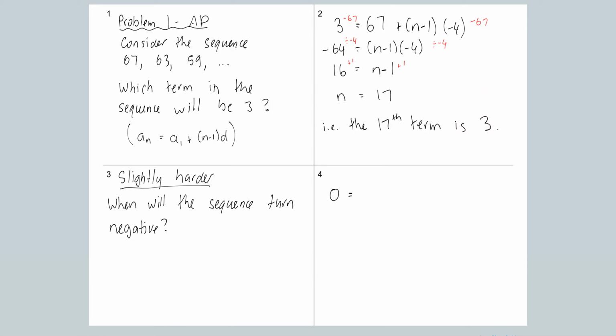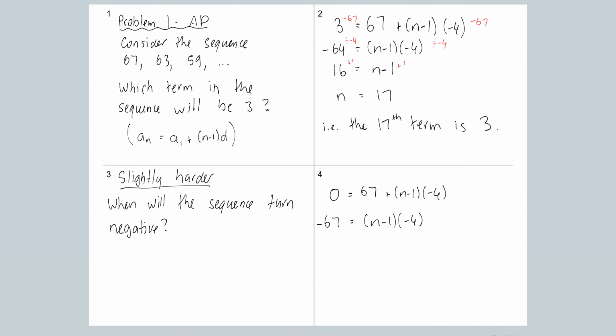Okay, so we've got 0, and the rest of it's kind of the same, is equal to 67 plus n minus 1 multiplied by -4. Subtract 67 from both sides. I won't put the red in this time. I'll get -67 is equal to n minus 1 multiplied by -4.